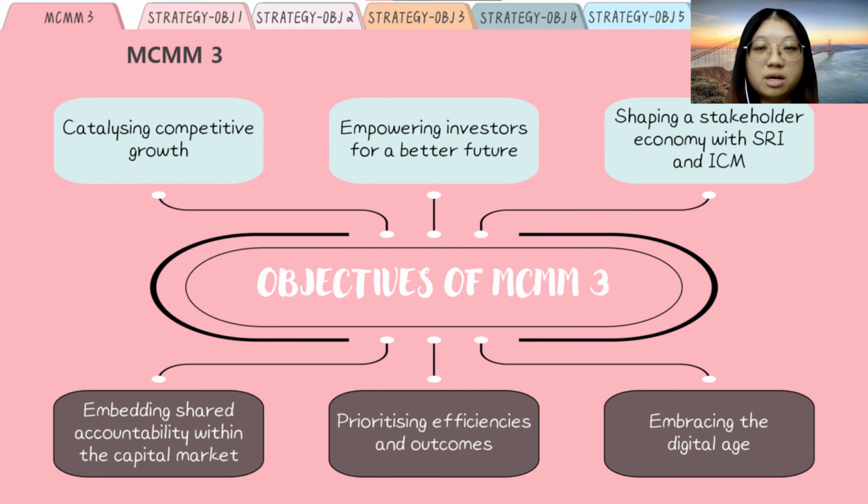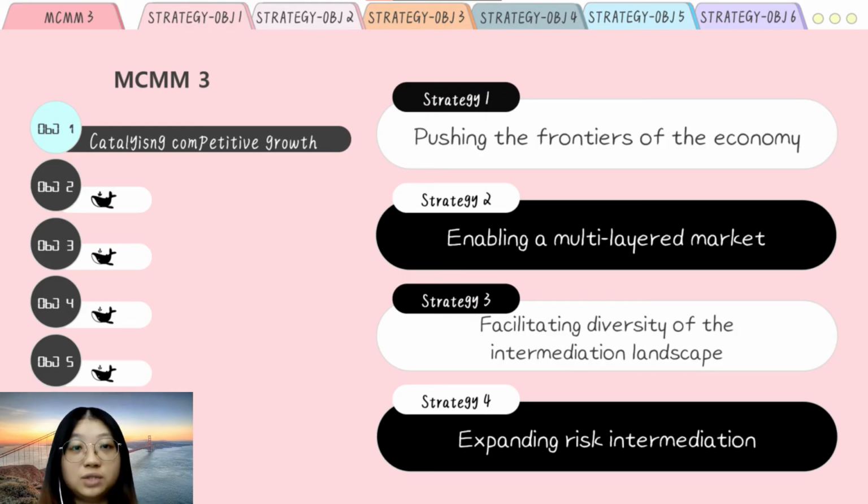As aforementioned, there are 6 objectives, which are catalyzing competitive growth, empowering investors for a better future, shaping a stakeholder economy with SRI and ICM, embedding shared accountability within the capital market, prioritizing efficiencies and outcomes, and lastly, embracing the digital age. Objective 1, catalyzing competitive growth, is comprised of 4 strategies.